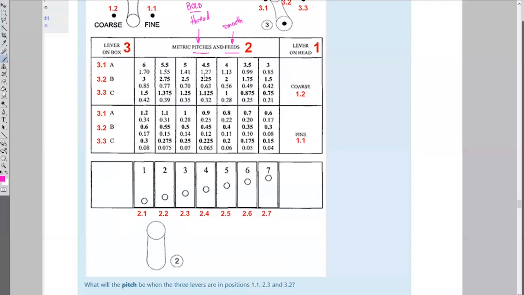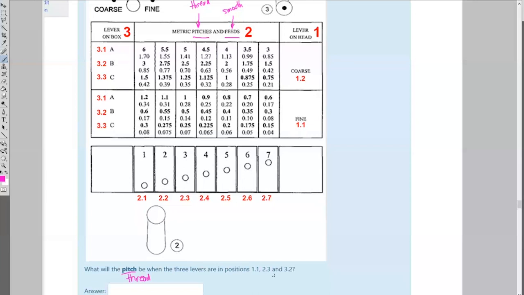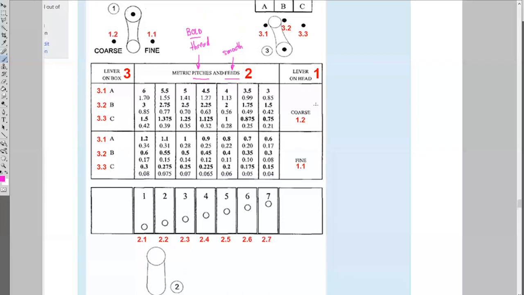All right, question is, what will be the pitch? Now, if we use the word pitch, obviously we must be talking about threads. And if it's a thread, then it will be bold. Okay, so we're looking for, well, what is the bold number when the levers are 1.1, 2.3, and 3.2. 1.1. Right. So we've got the choice of lever 1, 1.1, and 1.2. We're at 1.1, so we're down here somewhere. That's the first thing.